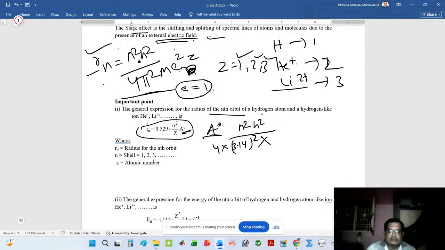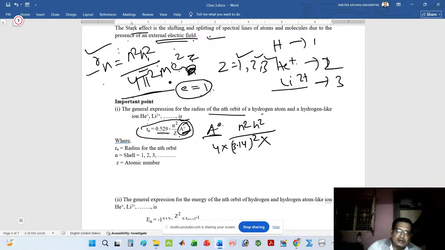The variable unknown terms are n and Z. Z may be 1, 2, 3, and n may also be 1, 2, 3, 4, 5, like for the K shell, L shell, M shell. If the shell changes, then the n value must change. So if you put the values of pi, m, e and h, then after simplification you find 0.529 into n square by Z, in angstrom. This is the unit.